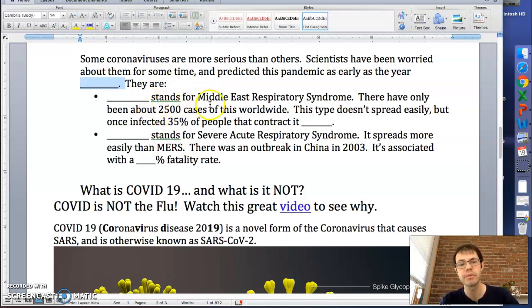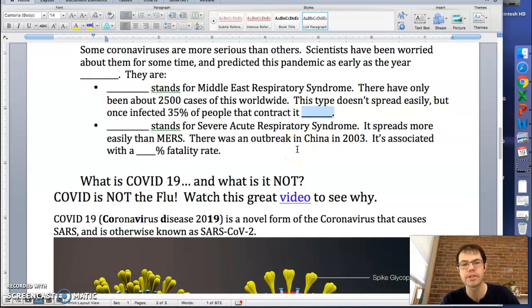So first sign was MERS, M-E-R-S. It was quite deadly. 35% of people that contracted it died. But that also helped it contain itself because it killed a lot of its hosts before they could spread it.